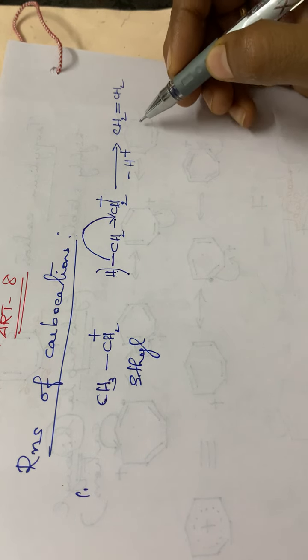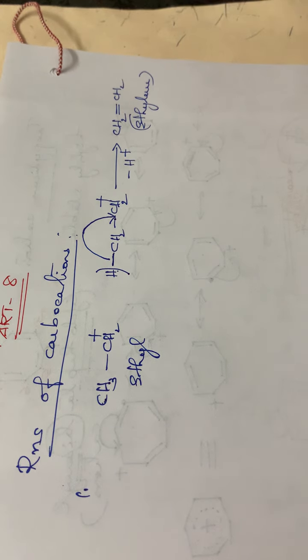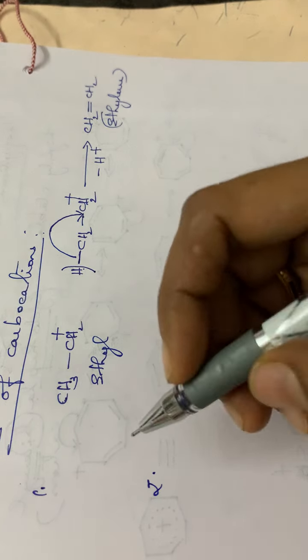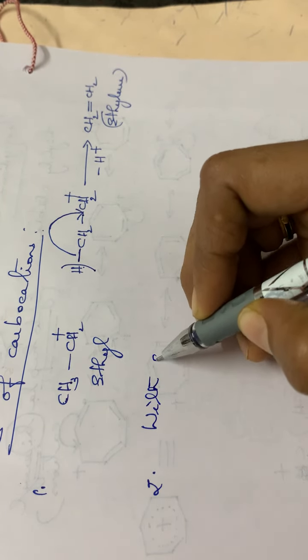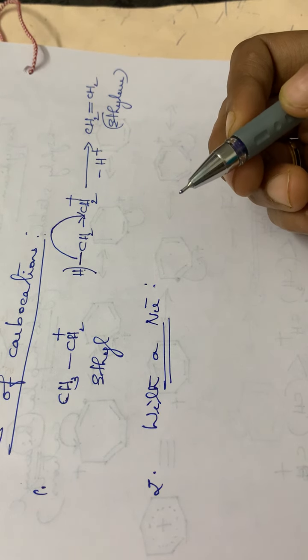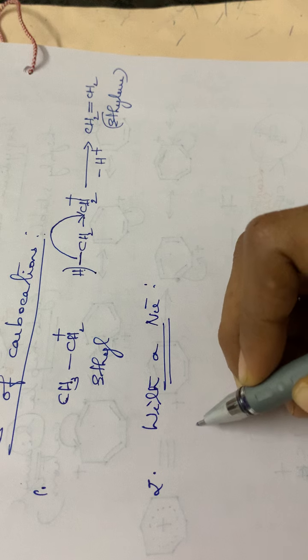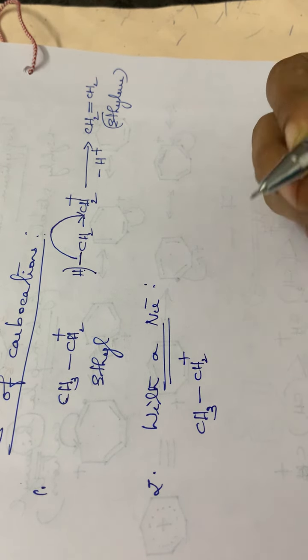So here the formed compound is ethylene. It is an alkene, a double bonded compound. Then the second reaction, that is combination with a nucleophile, or reaction with a nucleophile. Nucleophile means it is Nu minus. Reaction with a nucleophile. So again I am writing an ethyl carbocation, CH3 CH2 plus.